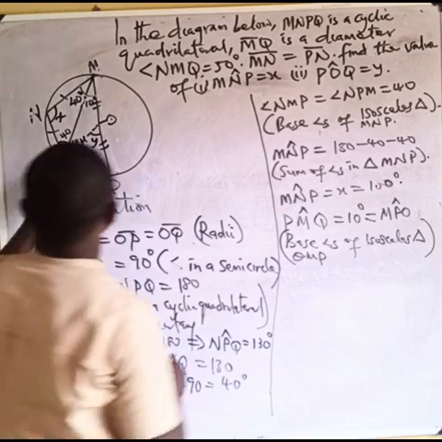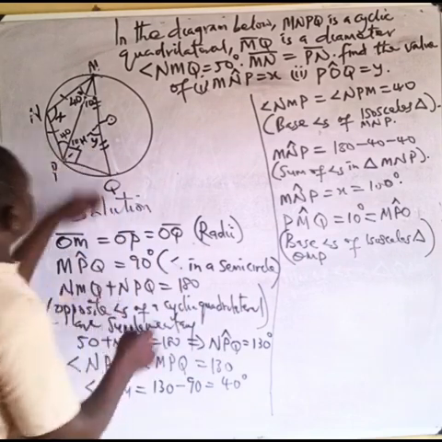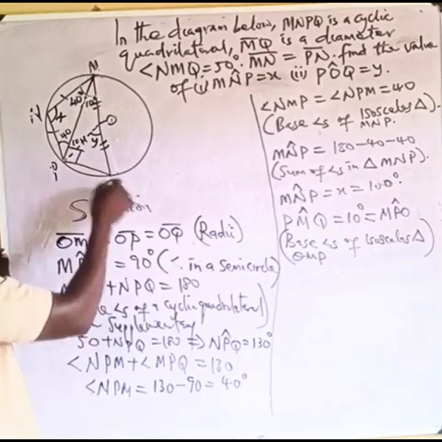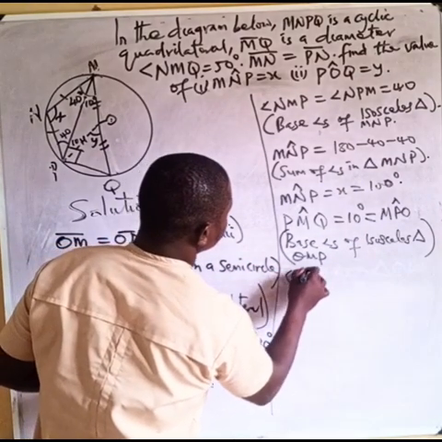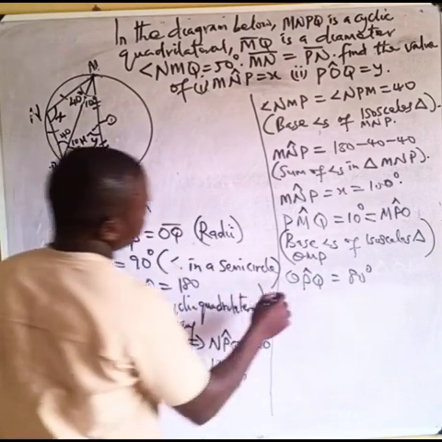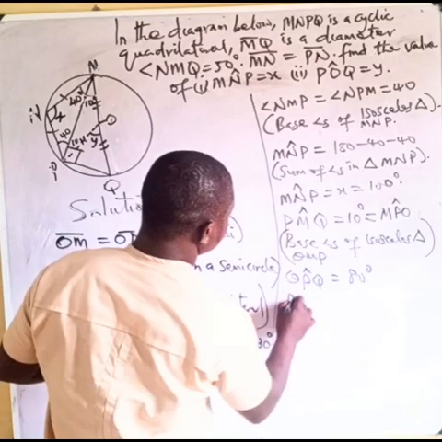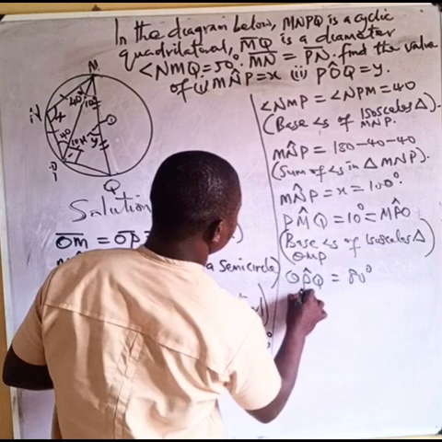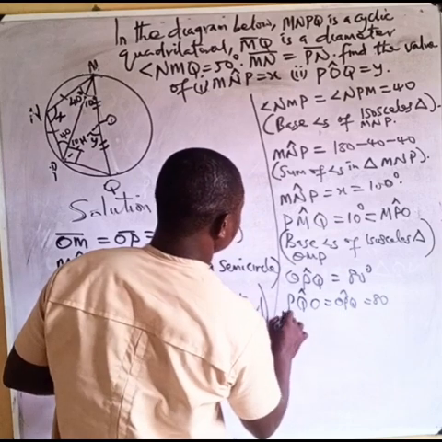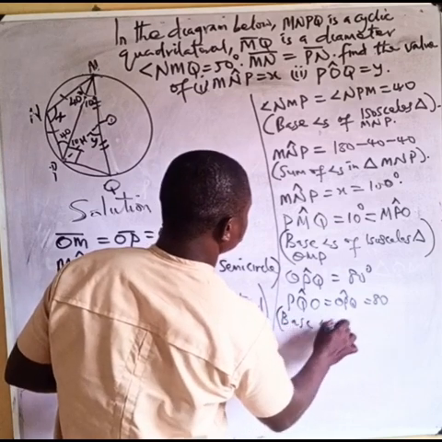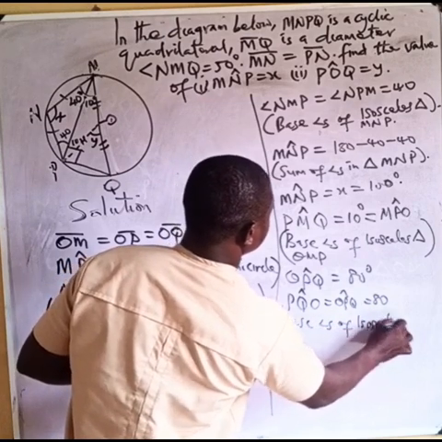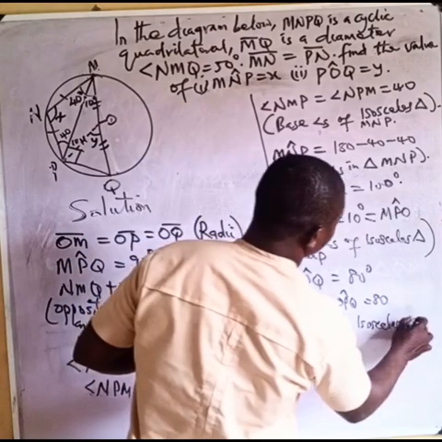What I established before: this angle MPQ is 90. If here is 10, that means OPQ is equal to 80 degrees. So if our OPQ is 80, therefore PQO at Q is equal to OPQ at P, which is equal to 80. Reason: because they are base angles of an isosceles triangle OPQ.